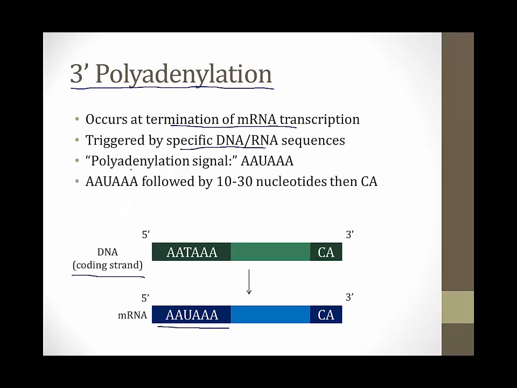This sequence is called the polyadenylation signal because it's the signal for the gene to stop transcribing and to add a series of adenosine nucleotides called a poly-A tail to the piece of mRNA. So what this means is at the end of a gene that is being transcribed, you will usually find AAU-AAA, the polyadenylation sequence, followed by 10 to 30 nucleotides and then a CA. And I've shown this at the bottom of the screen here to help you remember.